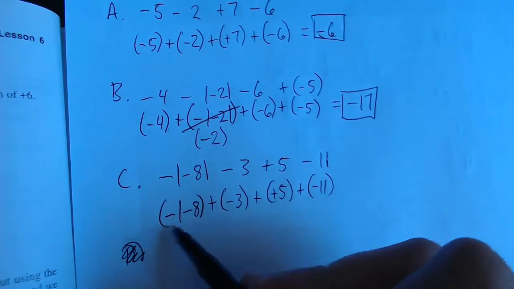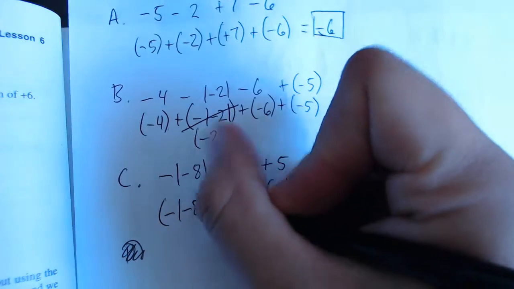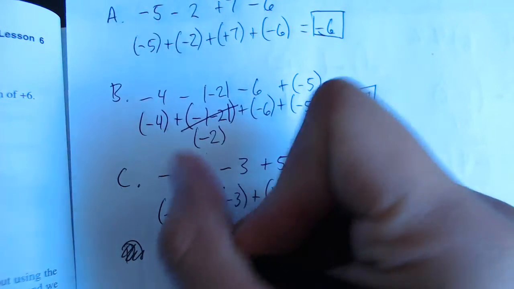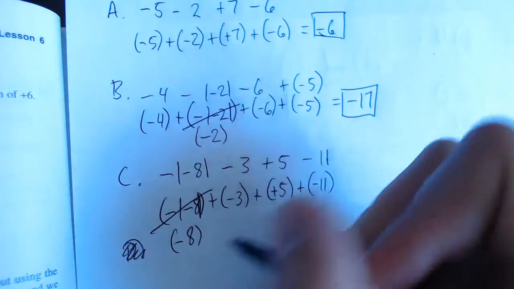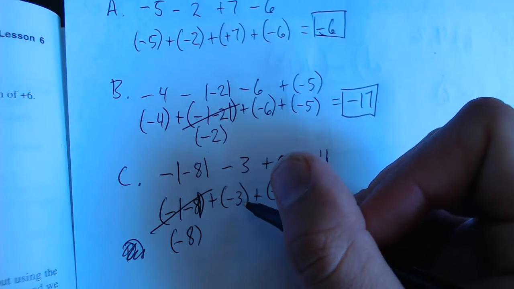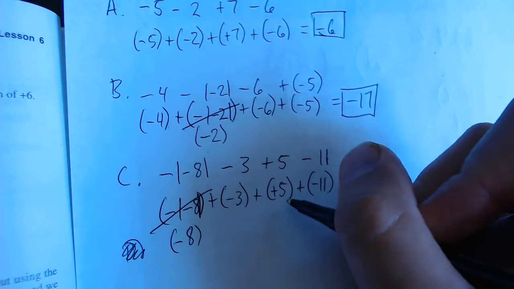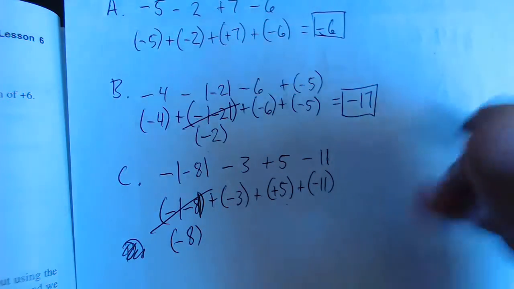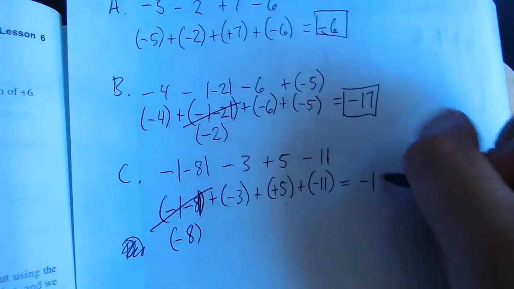From here we simplify this absolute value. Absolute value of negative 8 is 8, so that is just written as parentheses negative 8. Negative 8 plus 3, or negative 3, is negative 11. Negative 11 plus 5 gives us negative 6. Negative 6 plus negative 11 gives us negative 17 again.